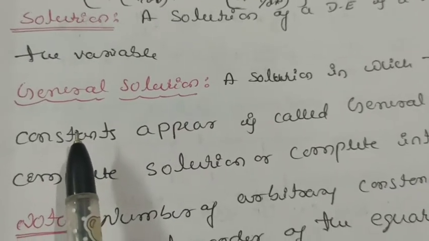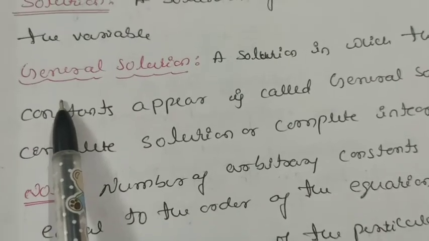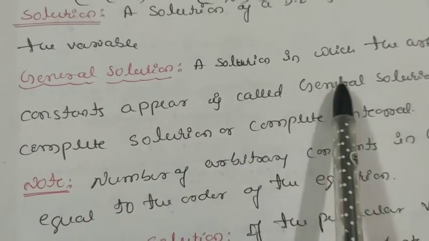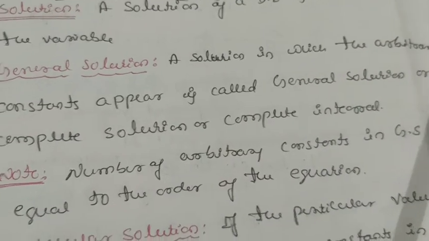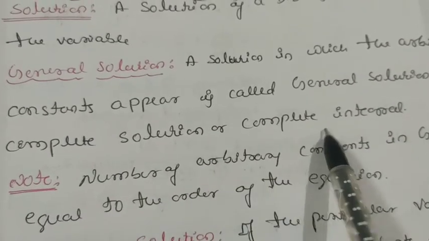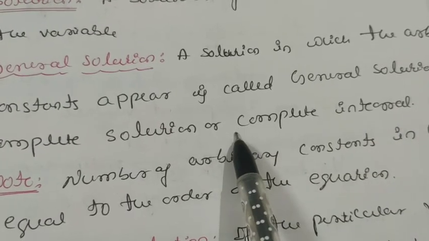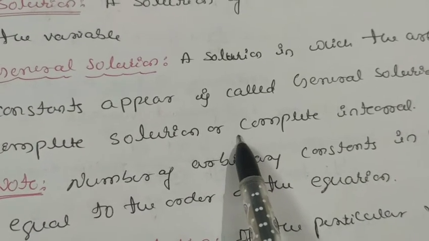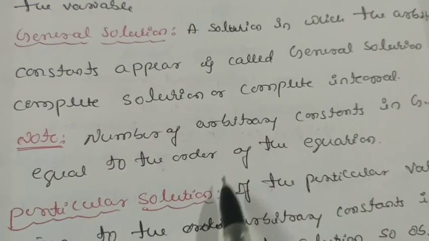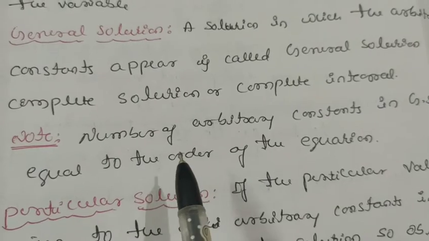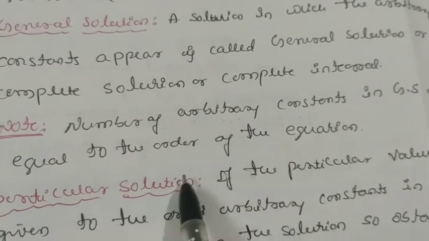Now there are different types of solutions. First let us take the general solution. A solution in which the arbitrary constants appear is called a general solution or complete solution or complete integral. So here, if the solution contains some arbitrary constants, then it is a general solution. That is, in a general solution the number of arbitrary constants is equal to the order of the differential equation.